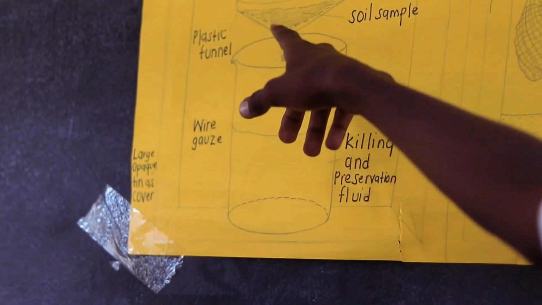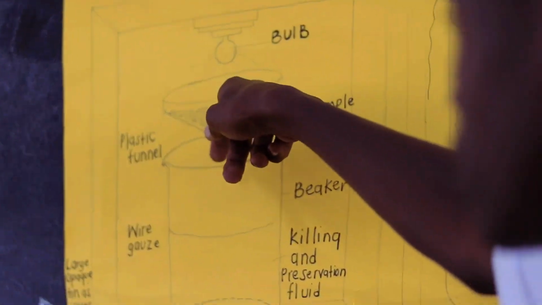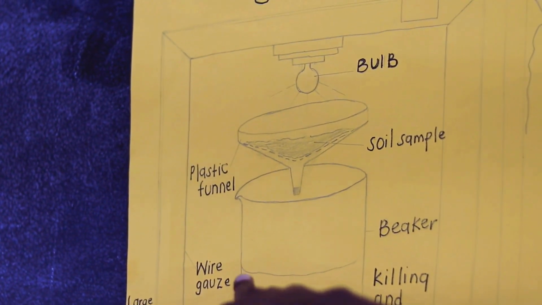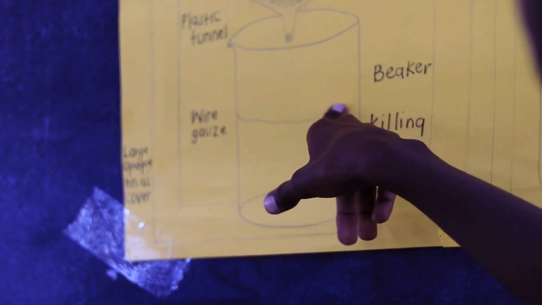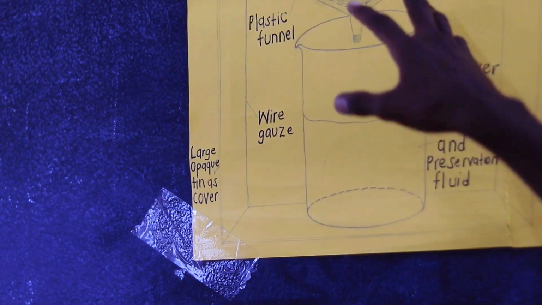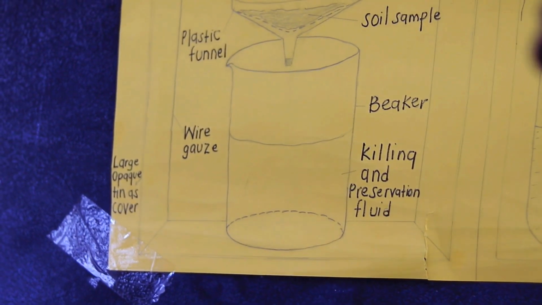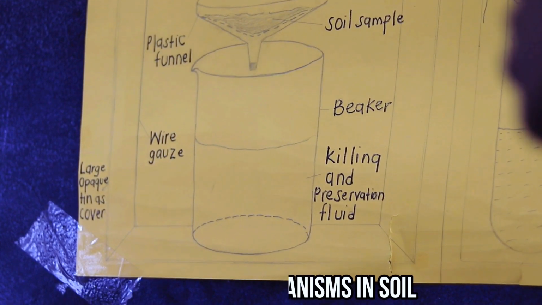The importance of the bulb is that when the bulb heats this soil, the living organisms in the soil will try to penetrate through, to go under the soil. So as they go, they will end up falling into the preservation, where they will be killed and preserved. And also, it is recommended that when you are carrying out this experiment, you must put this wire gauze which helps to protect it from insects like mosquitoes at night that might fall there and you think they are some of the living organisms.